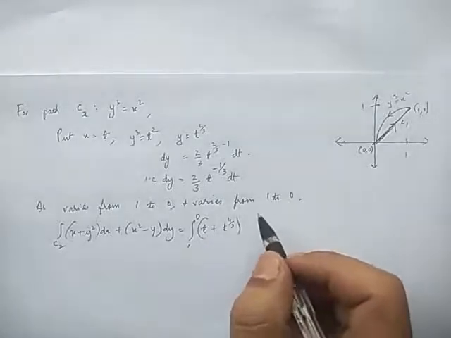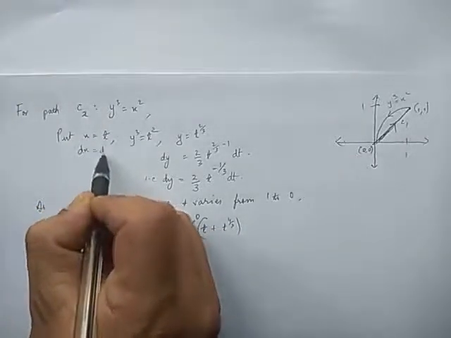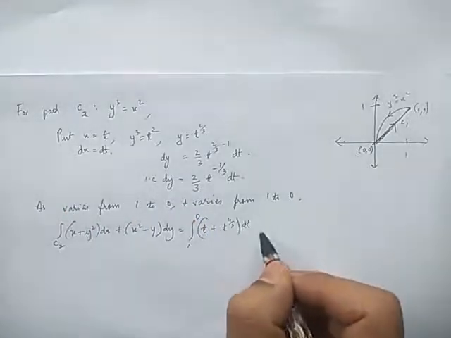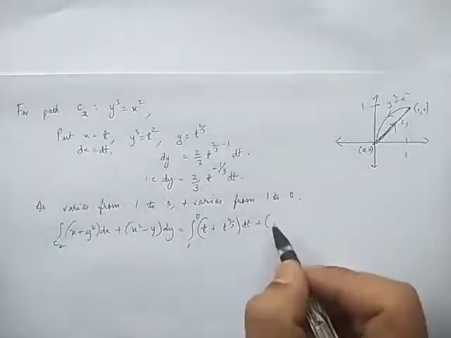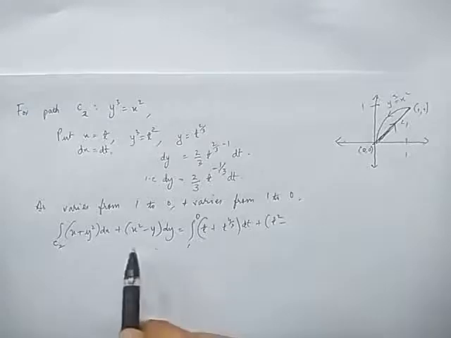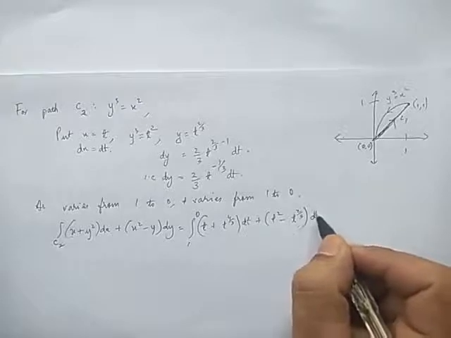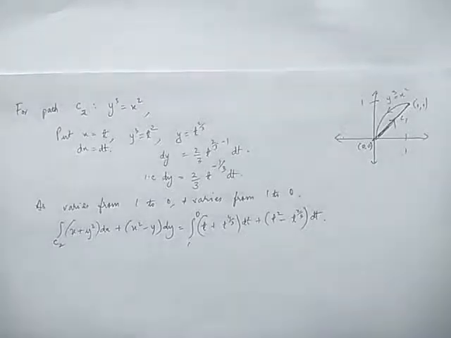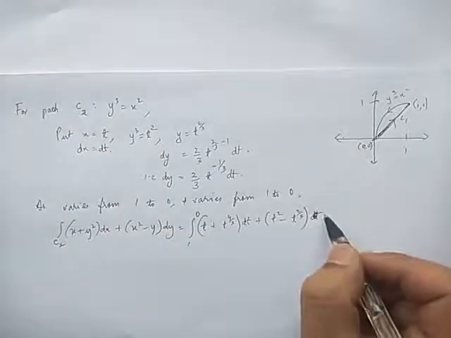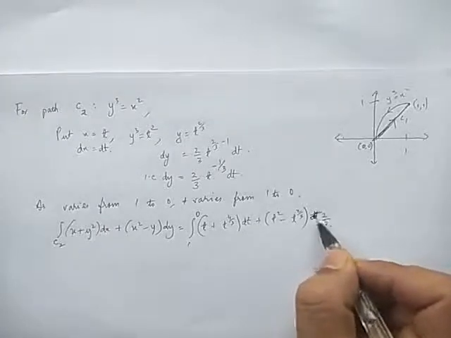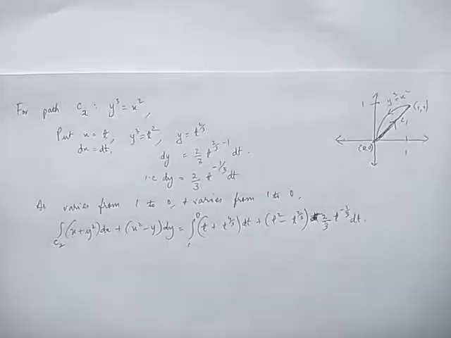And instead of dx, I can write dx is equal to dt. So dt plus, I have this x square, I can put t square minus, what about y? Y is equal to t to the power 2 by 3 dt. Then, instead of dy, I have to put 2 by 3 t to the power minus 1 by 3 dt.